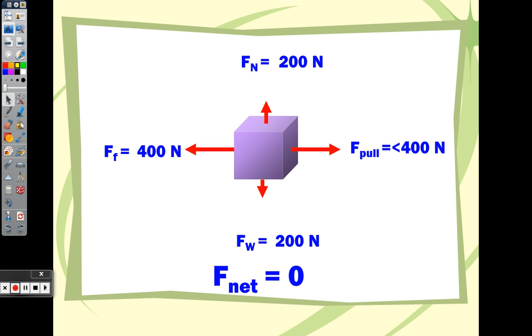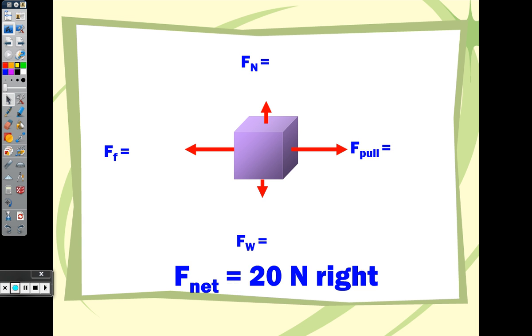Right? Does that make sense? Remember, friction is the resistance to change. So you have to get at least over 400 for it to move. But anything under that, it's not going to move. Okay?